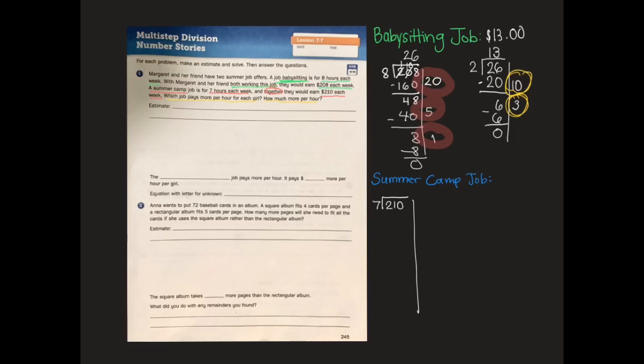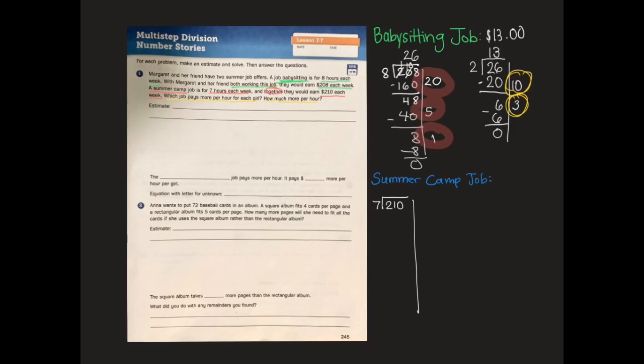All right, what times 7 can get me close to 210? Well, I like how I figured out this one up here. My strategy was to do it times 20. But what is 7 times 3, guys? 7 times 3 is what?